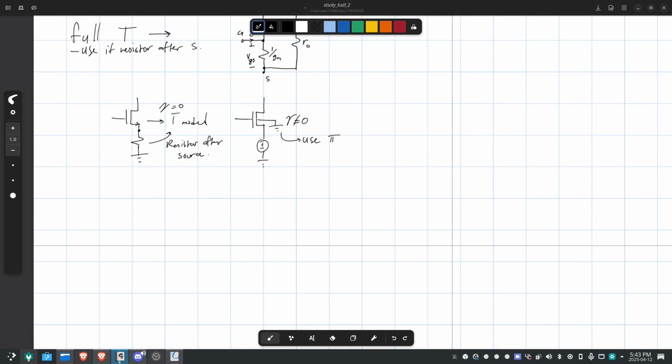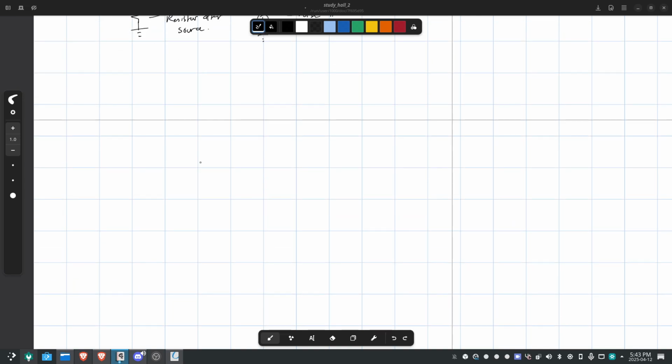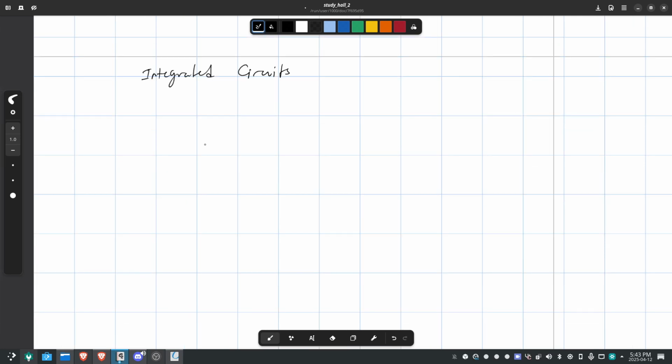So next bit are integrated circuits. Integrated circuits are fun. Integrated circuits are when we use one circuit to drive the gate of another NMOS. Usually they come in NMOS pairs, so you'll usually see it in something like this. You're going to have one circuit here with a MOSFET. We can connect this to ground here. And then we can use that to drive the output of another MOSFET.